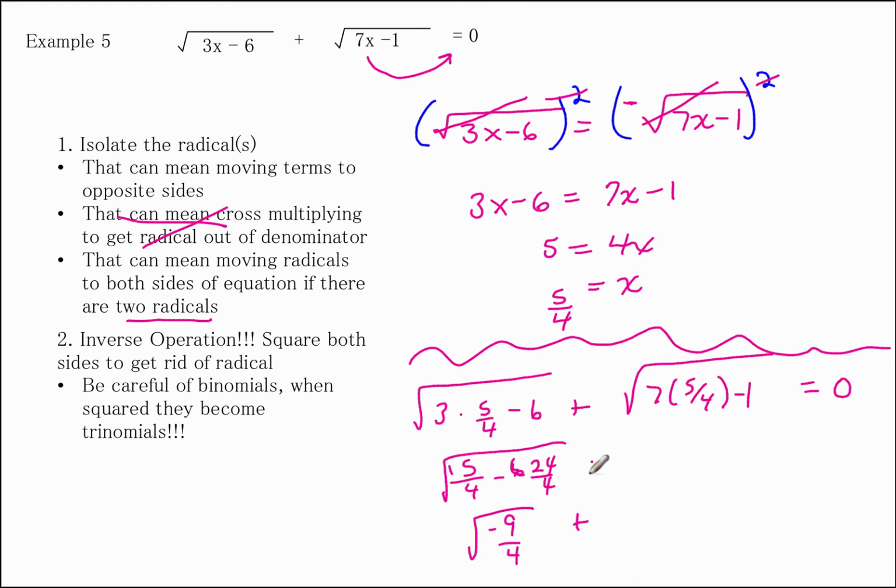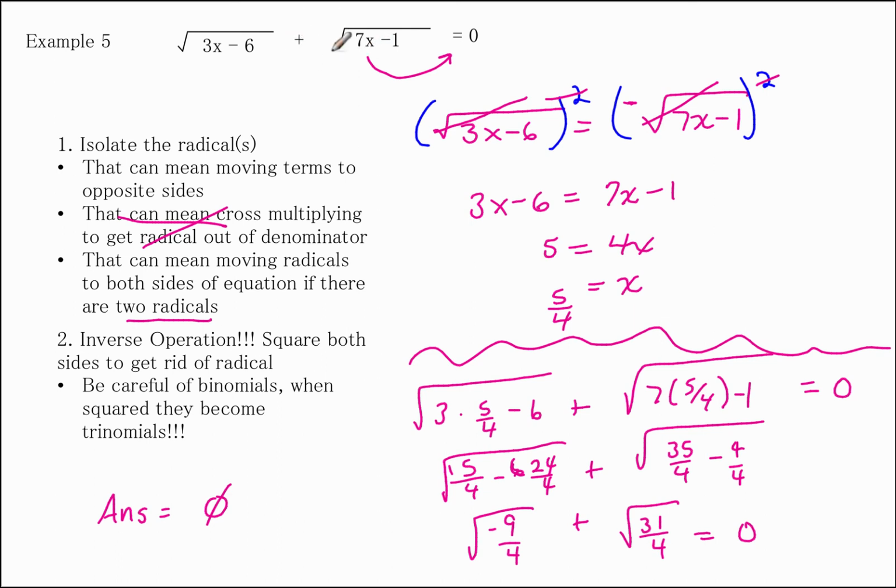Plus, what do I get over here? 35 over 4 minus 1. Make that 4 over 4. So the square root of negative 9 over 4 plus the square root of 31 over 4 equals 0. Well, I can't take the square root of a negative number. You know what, guys? This is why you check. Because the answer here is the null set. There are no x's.